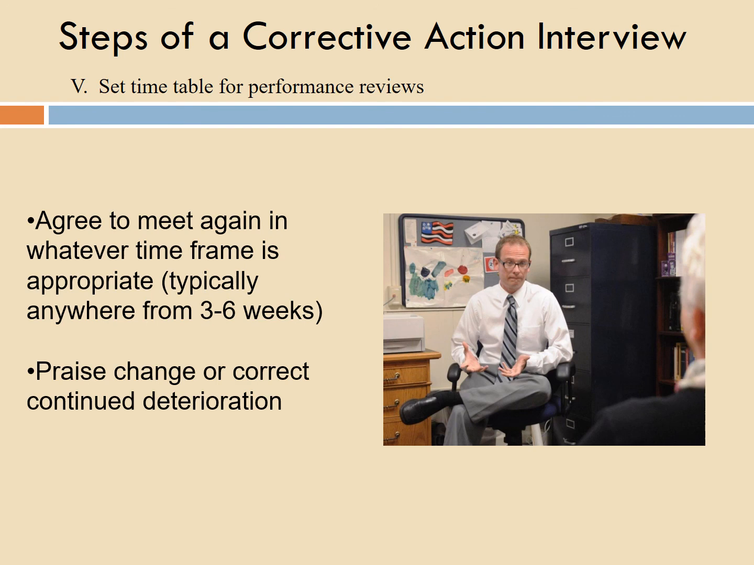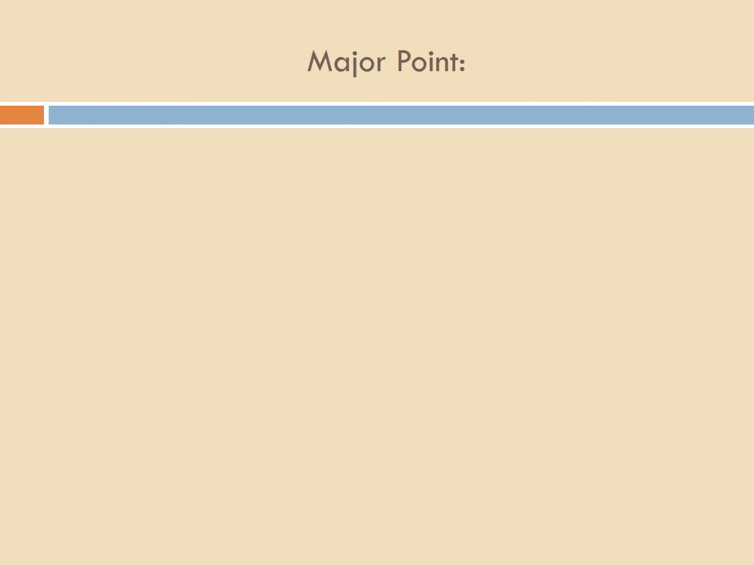If at this point performance and behavior have continued to deteriorate, then you may need to follow through on the consequences that you've previously specified. The important thing to remember is that by referring a troubled employee for assistance, you are not doing something to them, but for them.